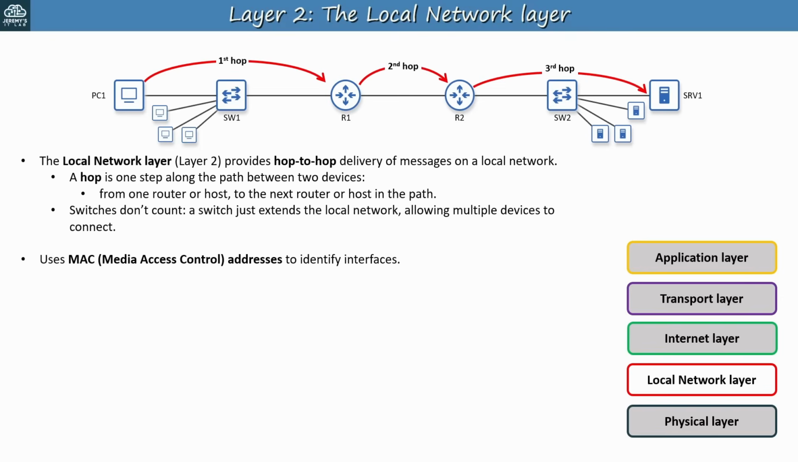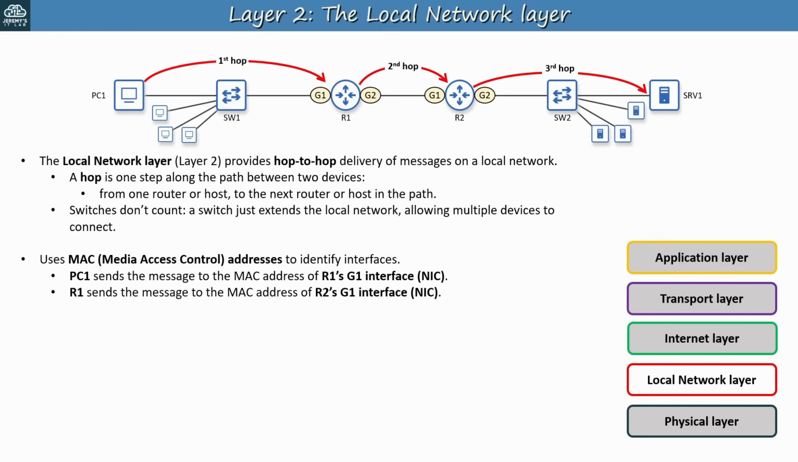Since R1 and R2 have multiple interfaces connected to the network, let's add some simple interface labels. G1 for Gigabit Ethernet 1, and G2 for Gigabit Ethernet 2, meaning these interfaces operate at a speed of 1 gigabit per second. PC1 sends the message to the MAC address of R1's G1 interface, its NIC. That's the interface that will receive PC1's message. R1 sends the message to the MAC address of R2's G1 interface. And R2 sends the message to the MAC address of server 1's interface.